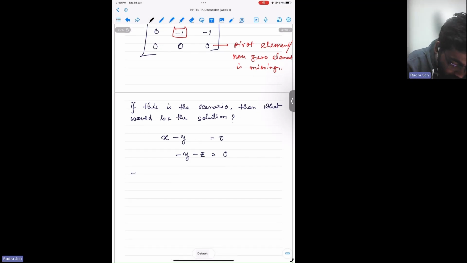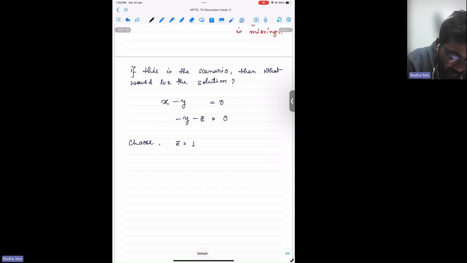Non-zero solution, let's say choose z equals 1, because we can choose z freely. There is no restriction on choosing z. You can choose y freely as well, but it is convenient to choose z freely. So from that z you will get y, from that y you will get x. Otherwise, if you choose y freely, then from that y you will get z and x. You will understand what I'm trying to say. So choose z equals 1.